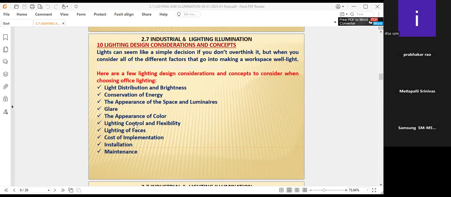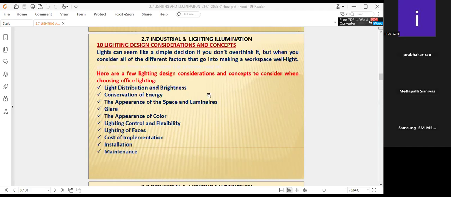Lighting control and flexibility. The flexibility means availability of immediate maintenance comes in. Availability of the light also we will see. If we choose some different color, that color may not be available in the market immediately. We can go for a different light. And people will ask, sir, you are changing the lighting, why? It is not available. So we have to see the flexibility, availability and the maintenance also.